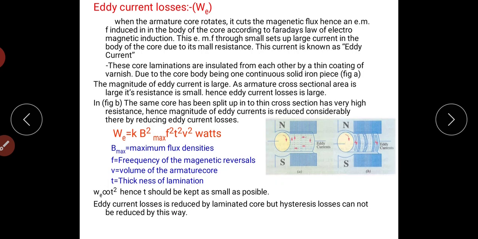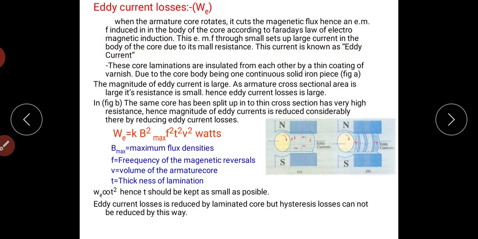So next one, eddy current losses. This is represented by W suffix E. When the armature core rotates, it cuts the magnetic flux, hence an EMF is induced in the body of the core according to Faraday's law of electromagnetic induction. This EMF sets up a large current in the body of the core due to small resistance. This current is known as eddy current.